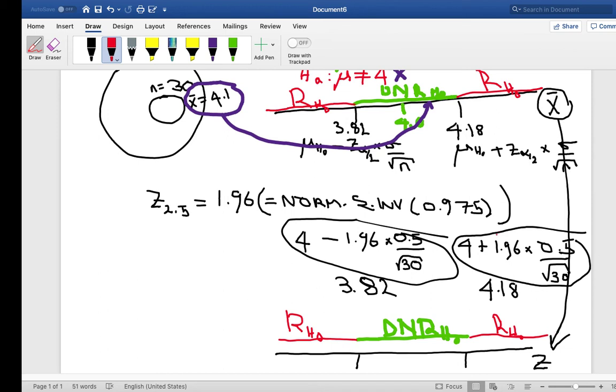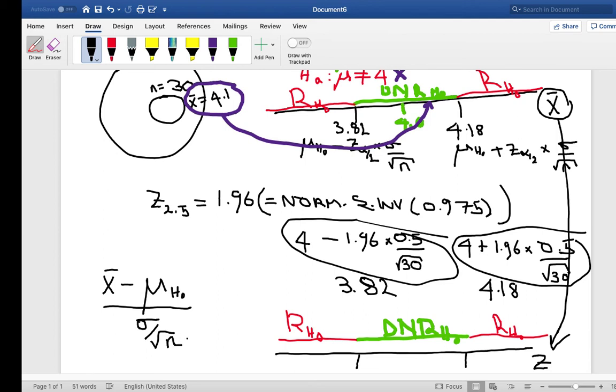And the transformation process to go from X bar to Z is you take all of your X bar values, so right over here, this is a transformation process. You take your X bar values. From each X bar value, you subtract the mean of H0, which in our case is 4, and you divide by the standard deviation of a sampling distribution, known as the standard error, which is sigma over the square root of n.